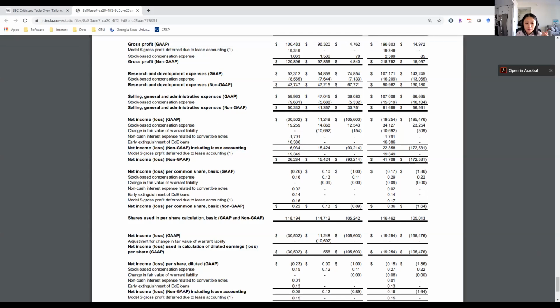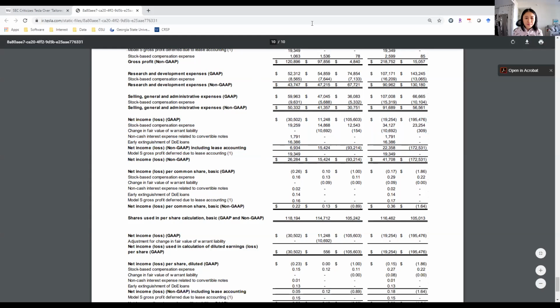And then again, we talked about how they recognize all the lease accounting upfront. These sum up to $90 million. So plus the $90 million, these two numbers, negative $64 million and $90 million, equal 26. This is how they come up with the positive $26 million non-GAAP.